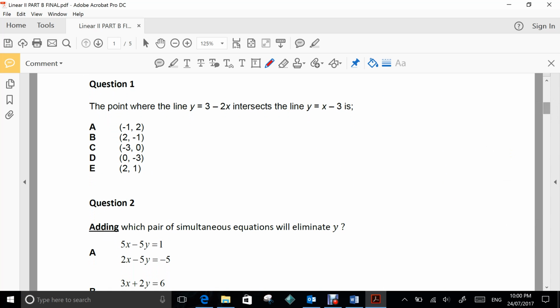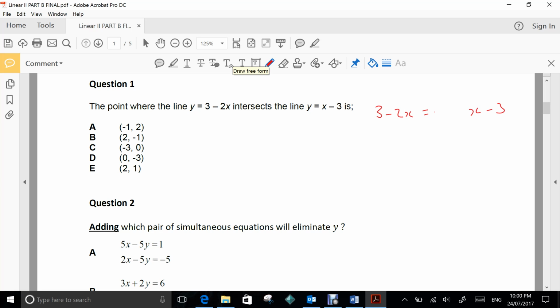The point where the line y equals 3 minus 2x intersects the line y equals x minus 3 is which one of these? The best way of doing this is we can try and solve the equations, set them equal to each other. So 3 minus 2x equals y, and y also equals x minus 3, which means the two of these must equal each other. We're trying to solve that equation.